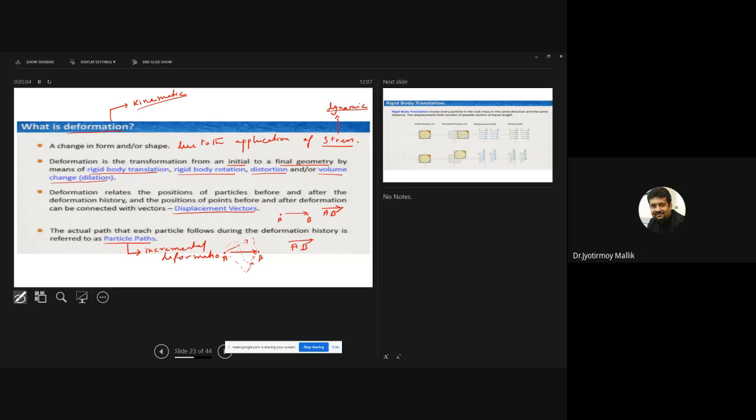And when we are looking at the displacement vectors, we are actually looking at the finite deformation, right? Finite deformation means the displacement between the initial and the final, and the particle paths, or the incremental deformation, refers to all the intermediate paths it takes to reach from A to B. Okay, I hope this point is clear to you.